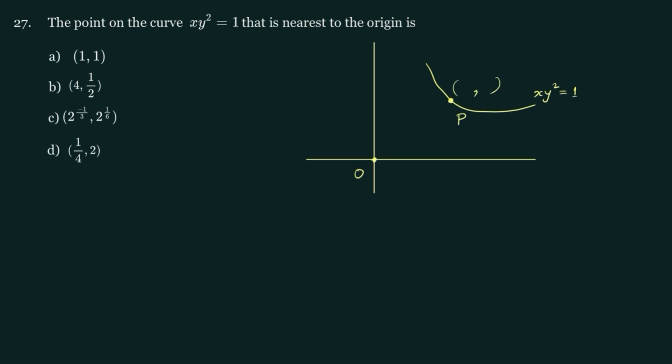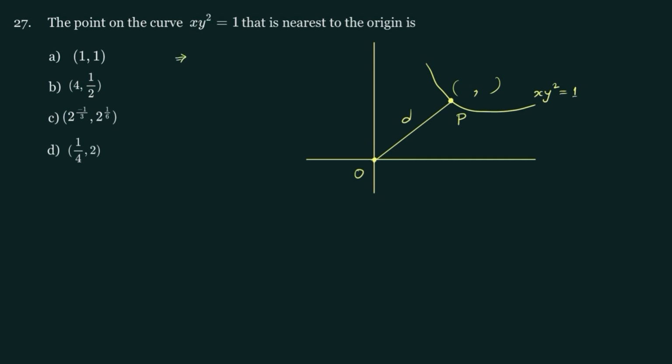Okay, because this point P is nearest point from the origin to this curve. So that means here the distance between O and P should be minimum. Okay, and that distance be, let us suppose, small letter d. And as I already said, that we need to find the value of this coordinate, that is the coordinate of P.